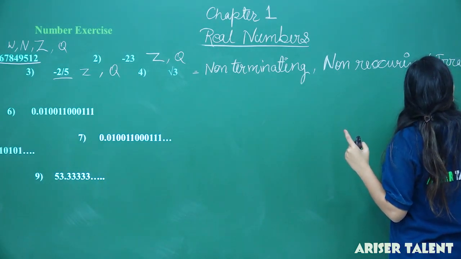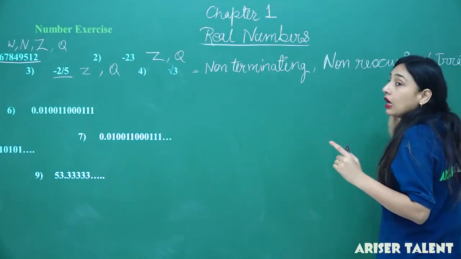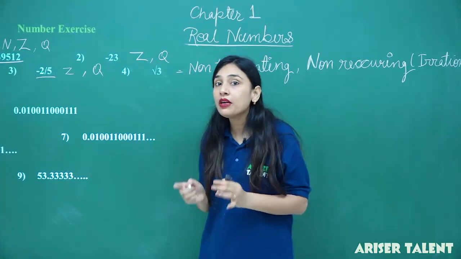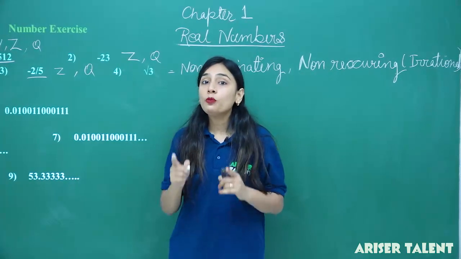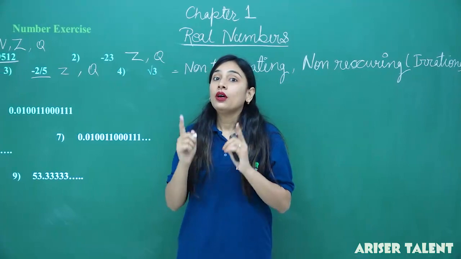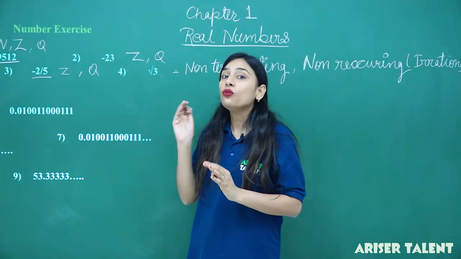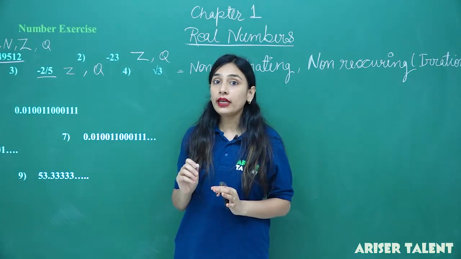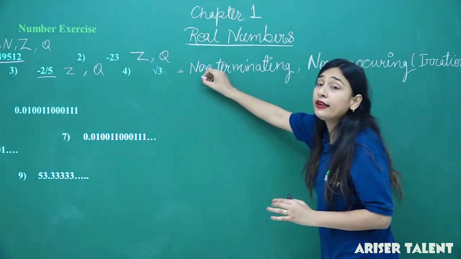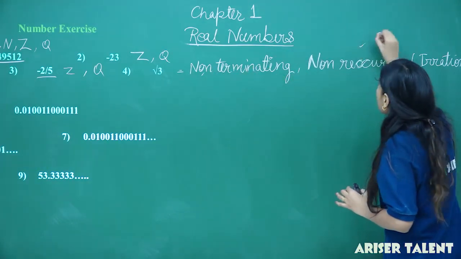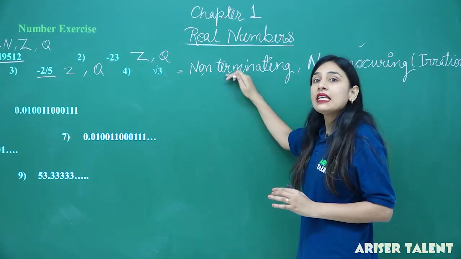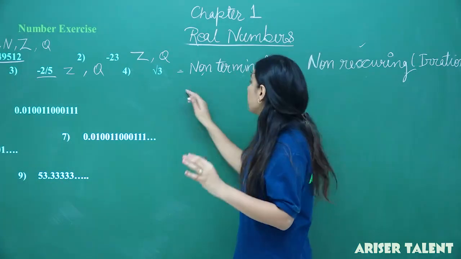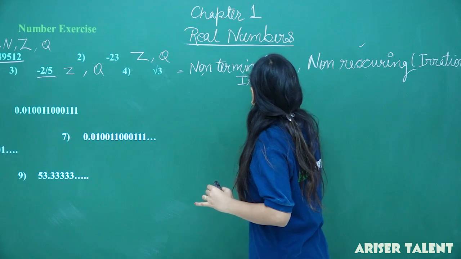So we'll call a number an irrational number when it cannot be rewritten in the form of P by Q, where Q must not equal 0. Okay. So these kinds of non-terminating and non-reoccurring decimal numbers are the ones which are known as irrational numbers. So basically it is an irrational number.